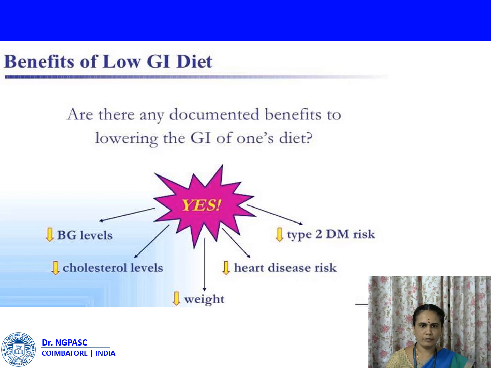So as an overall conclusion, what are the benefits of low glycemic index? Are there any documented benefits to lowering the glycemic index of one's diet? Yes, sure. It may lower the blood glucose level, it may lower the cholesterol level, and it also reduces weight if you are taking low glycemic index foods. The other two benefits are that it lowers the type 2 diabetes mellitus risk and also reduces heart disease. So these are all the health benefits of low glycemic index food.